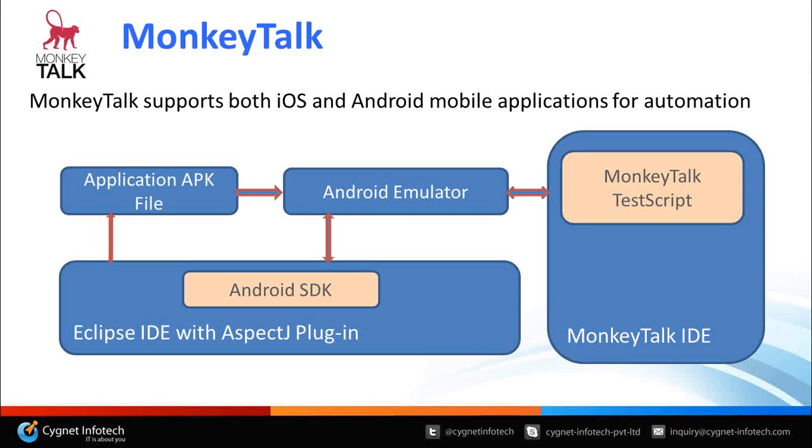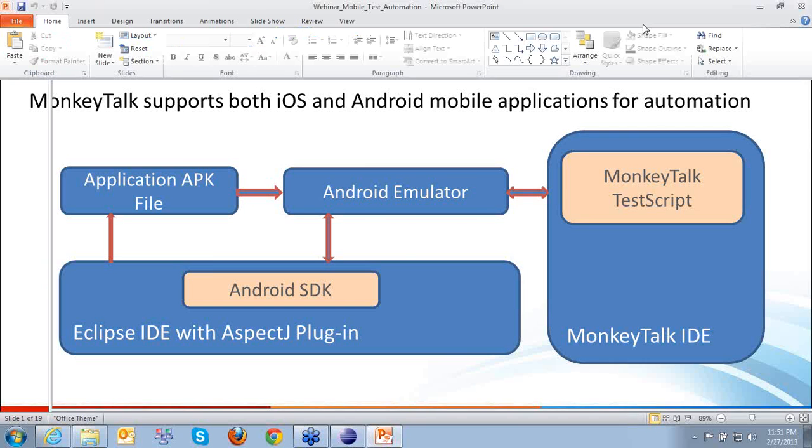And when you want to do any automation related to MonkeyTalk, what you need is basically an IDE that can be integrated with the Android SDK. Currently we are talking about an Android-based application, and what it will do is call the application APK file. It will be installed on the Android emulator, and MonkeyTalk will directly get connected to the Android emulator and run the script. Just after this brief introduction, I'll show you a quick demo of MonkeyTalk. Just hold on for a second.